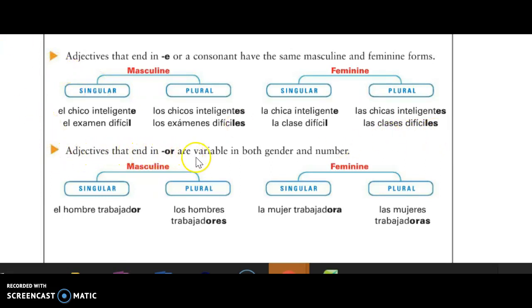Adjectives that end in OR are variable in both gender and number. The masculine form is el hombre trabajador. The plural is los hombres trabajadores. So you just add the ES for the masculine. And then feminine, the singular is la mujer, which is the woman. And this was the man, el hombre, the man. This is the woman, la mujer trabajadora, las mujeres trabajadoras.